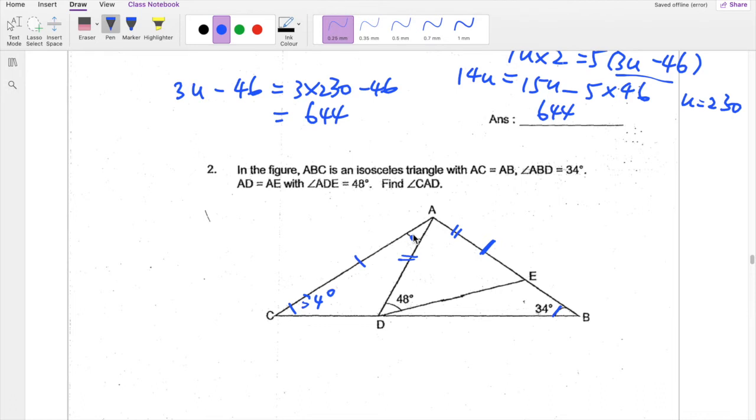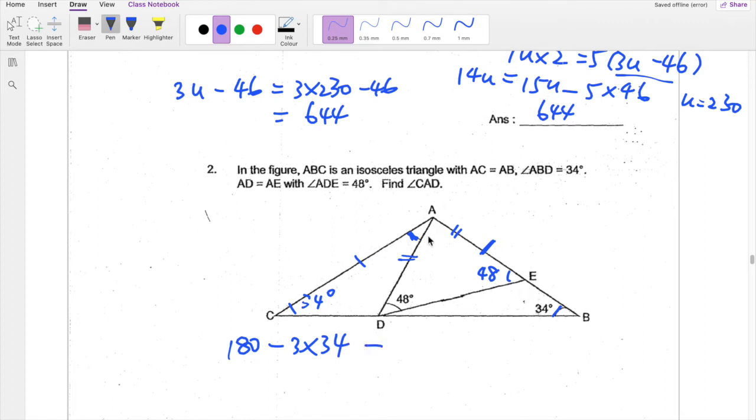So CAD here, how can we calculate this one? Well, we know that this angle should be the same, because this one is also isosceles, so it's 48. Then if we want to calculate CAD, one way is that if we know the total angle and this small angle, then we can calculate this one. The total angle, we can use 180 minus 2 times 34.